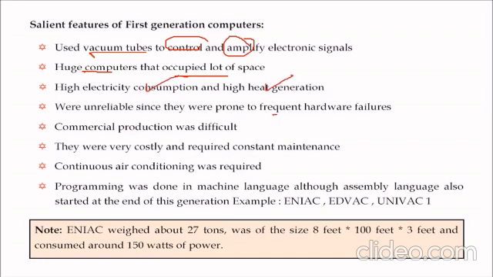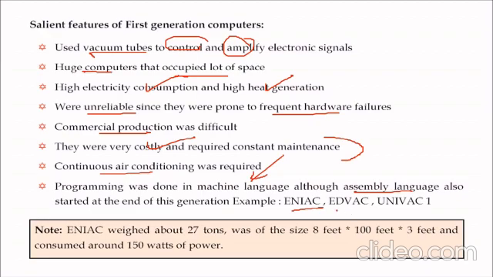Because the hardware technology was not that developed, they were quite unreliable. Commercial production was quite difficult and very costly, and they needed constant maintenance. Air conditioning was required. The programming was done in machine language. By the end of this generation, assembly language had also come.